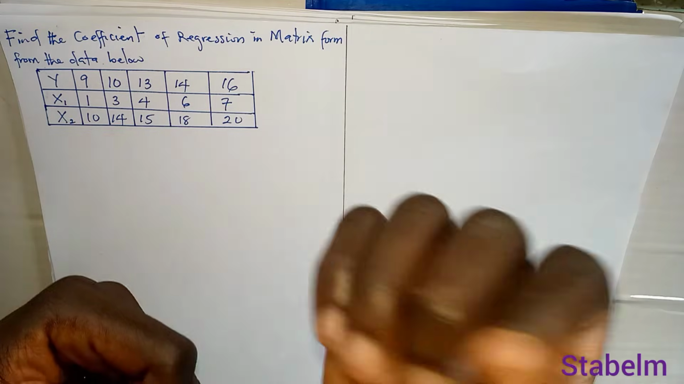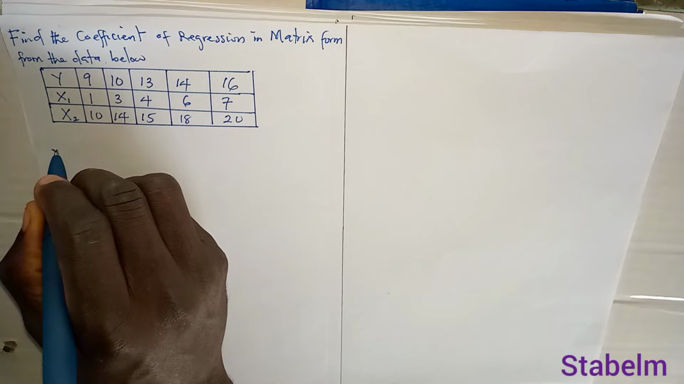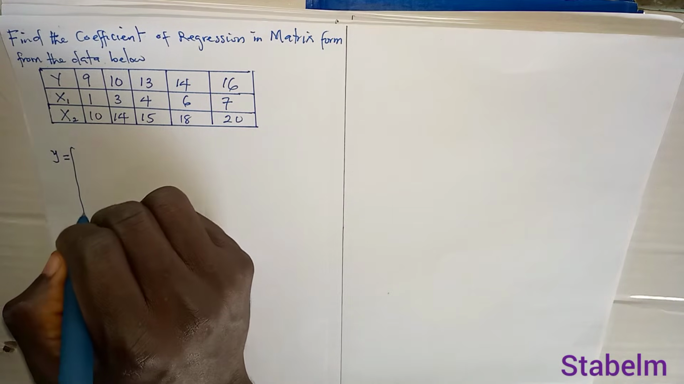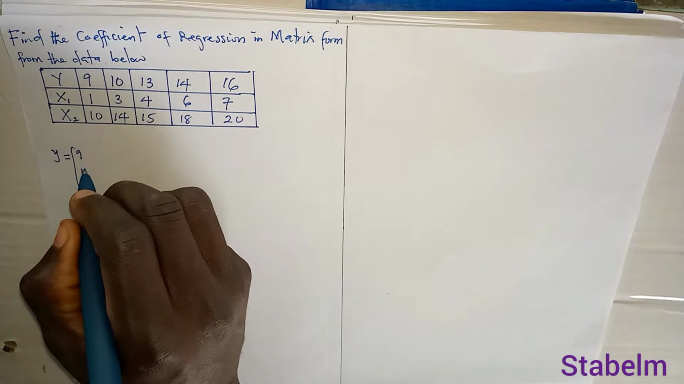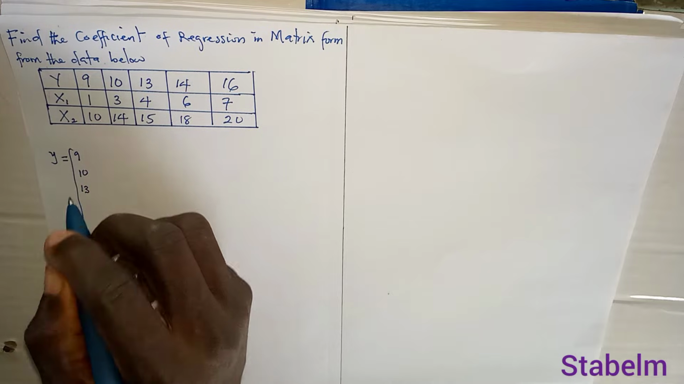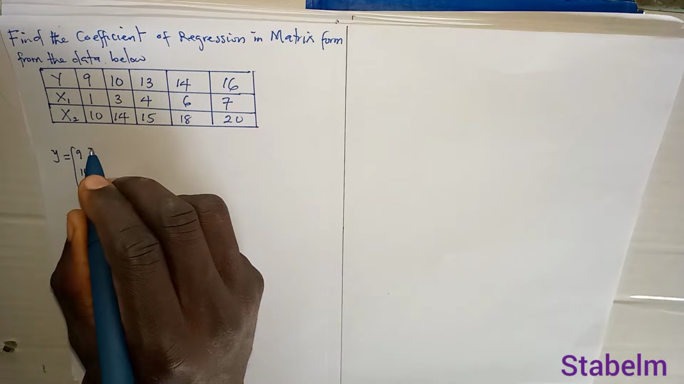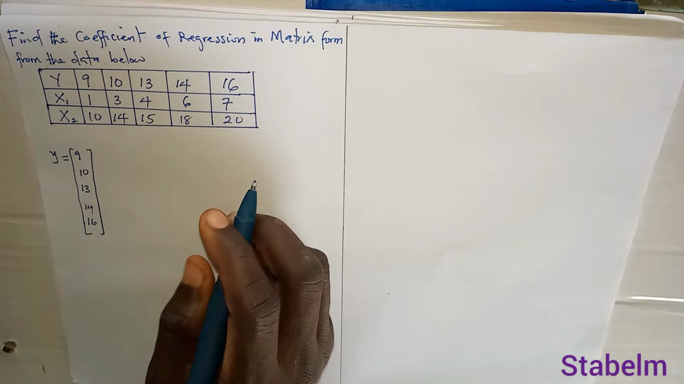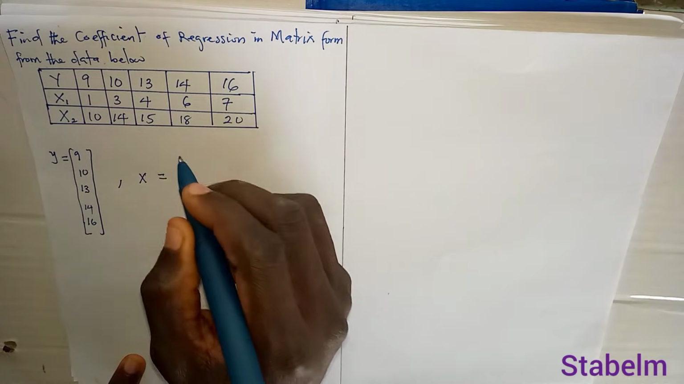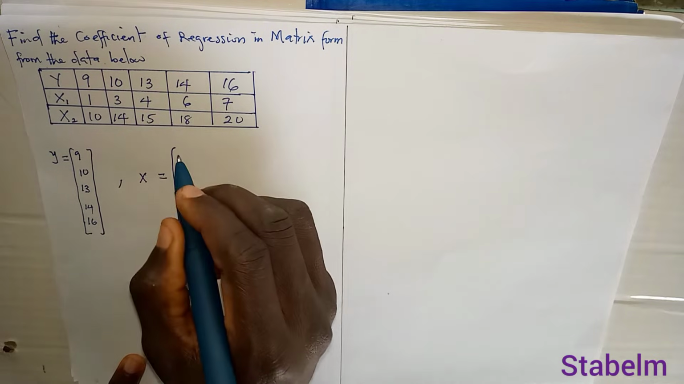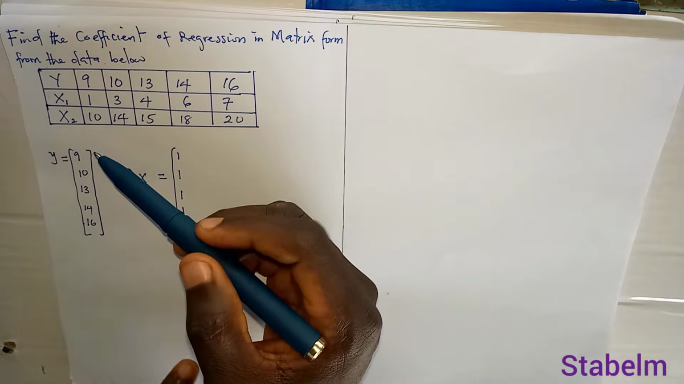So just like we did in the matrix notation, we are going to form this, which says y equals all the values in the y column, say 9, 10, 13, 14, 16. That is the column for y. Now for X, say X equals 1, 2, 3, 4, 5, because we have 5 observations.